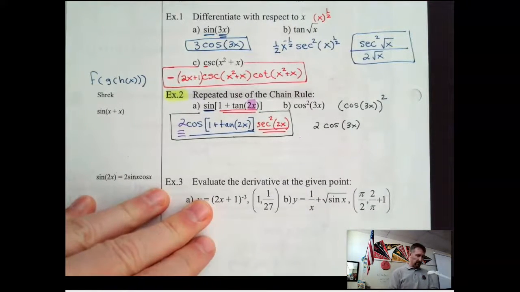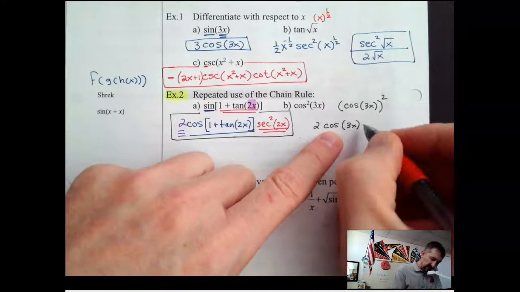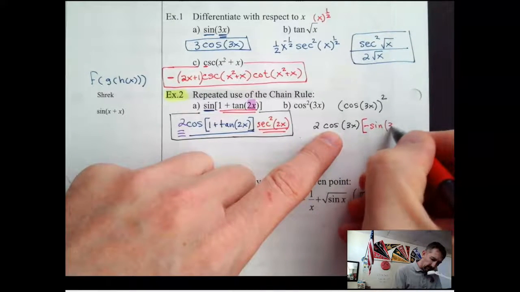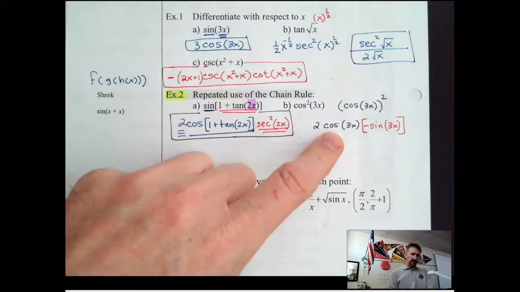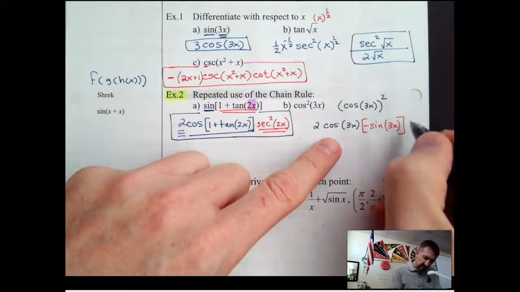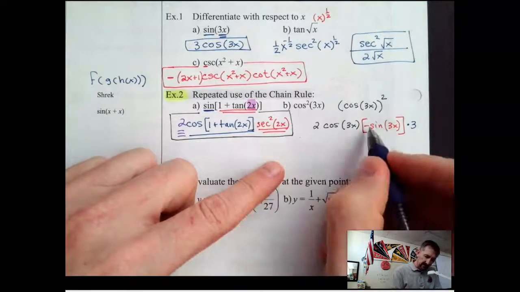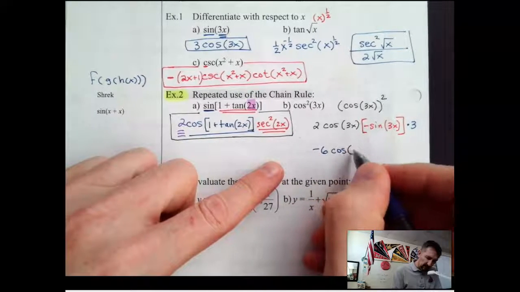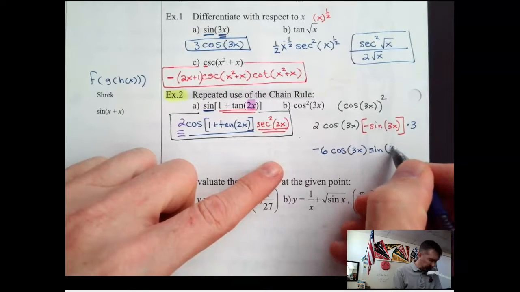Layer 2 is the cosine. So I'm going to take the derivative of cosine, and that's going to be negative sine. So calculus is just one step at a time. Don't get intimidated. One step at a time. And finally, the innermost layer, the derivative of that's going to be 3. So if we put all that together, that's going to be negative 6 cosine 3x sine 3x.